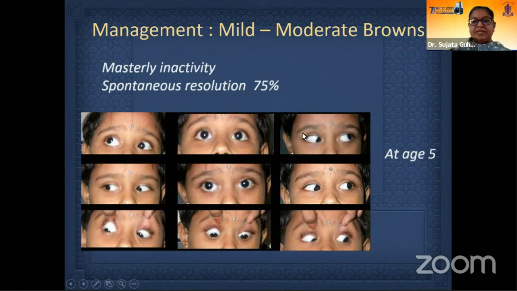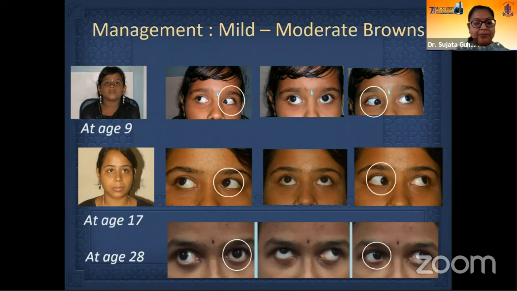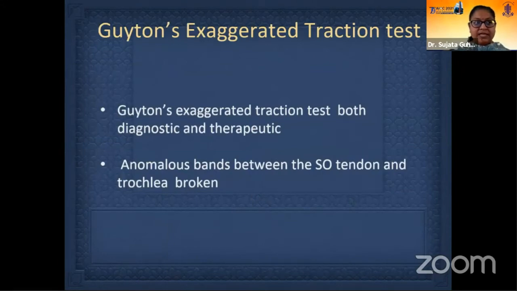The child presented at 5 years of age with bilateral Duane's. At 9, both the eyes showed a limited elevation in adduction. At 17, the elevation has slightly improved, and by 28, you can see the elevations have improved remarkably. So we actually did not do anything but follow up this patient. So masterly inactivity has been one of the modalities because in a few studies nearly 95% have shown regression over a period of time.